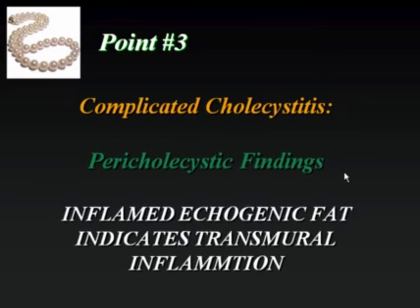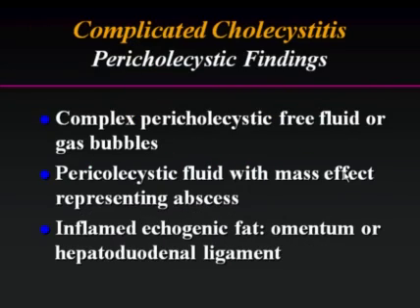Now let's turn to a series of findings around the gallbladder in the pericholecystic space. And here I want to emphasize the inflamed echogenic omentum as a surrogate for transmural inflammation. What we're going to look for are complex fluid collections or gas bubbles that indicate pericholecystic abscesses.